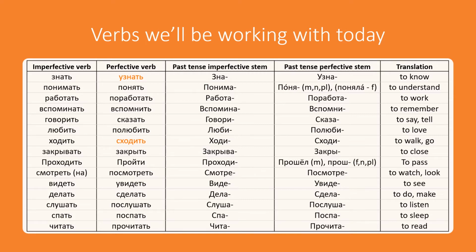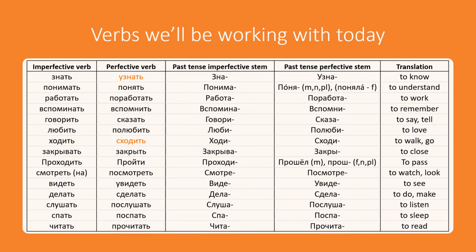But here I just wanted to point out two irregularities that we have in the past tense stems. So the first one is just a stress change with понимать and понять, the verb to understand. So you'll notice that in brackets we have the word поняла, and that's the feminine past tense. But for the masculine, neuter and plural forms of the verbs, the stress is going to be on the first vowel. So it's понял, понял is the stem.